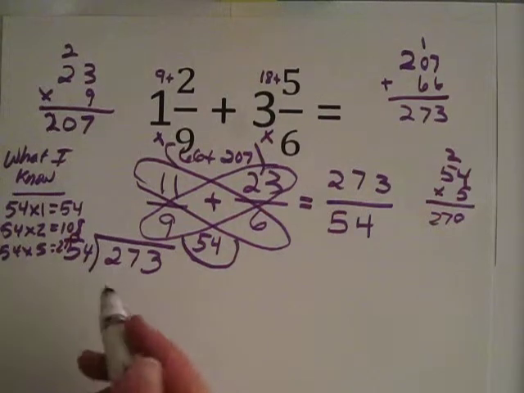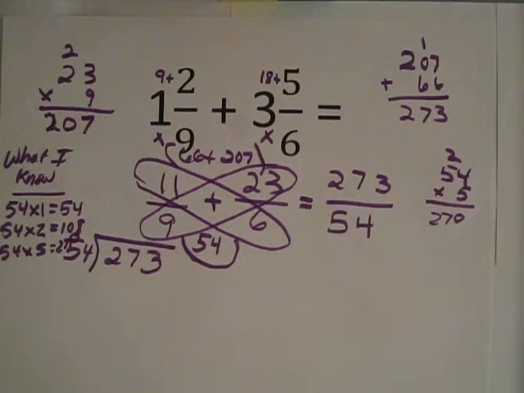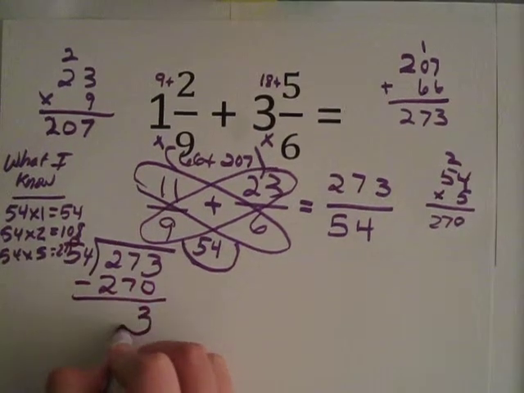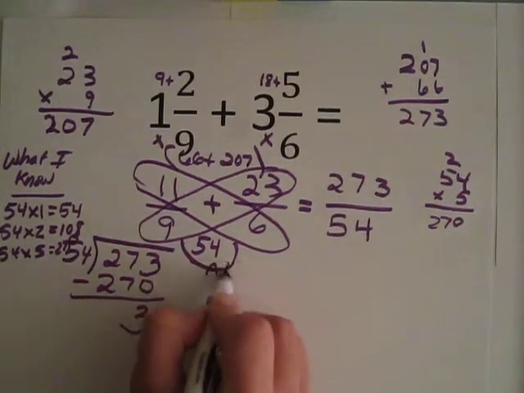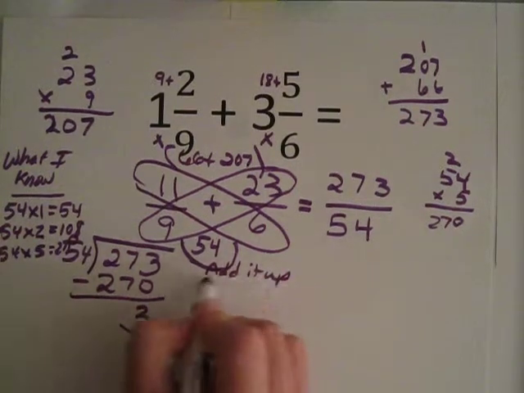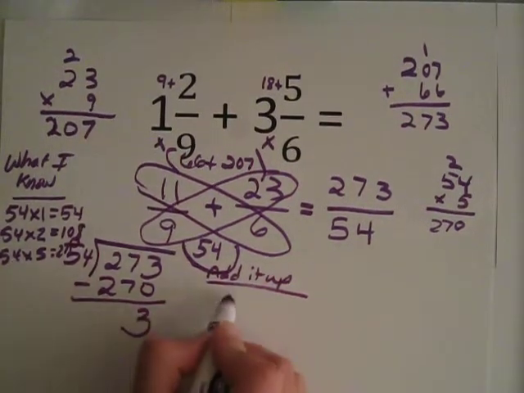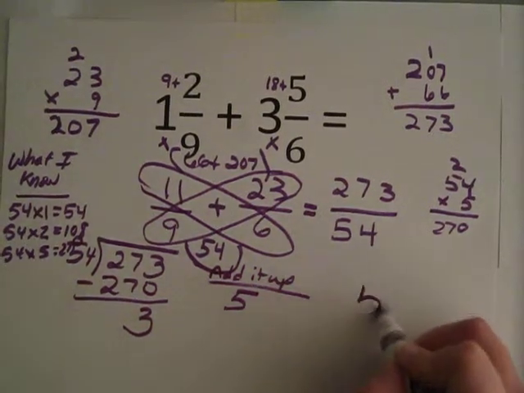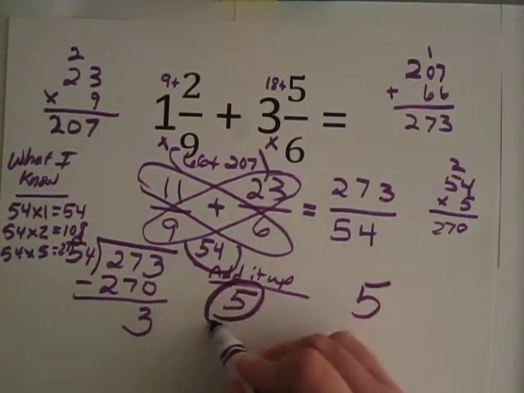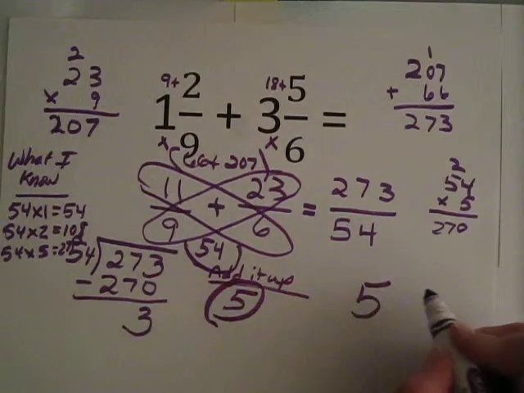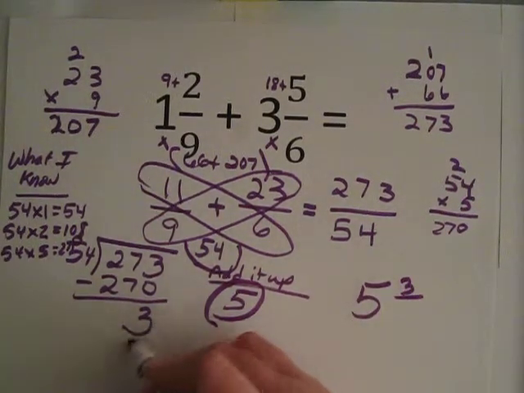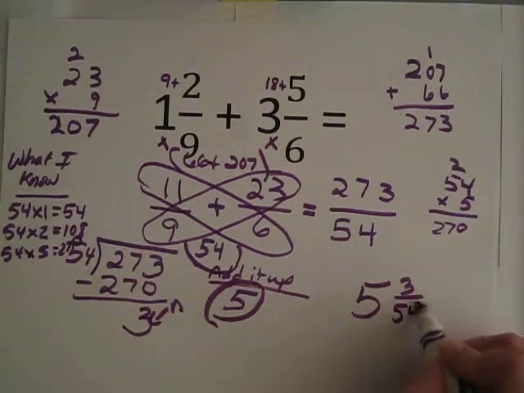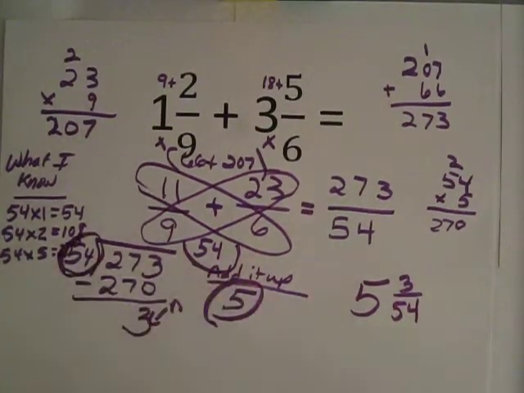So I know that's going to be the closest to this, otherwise I'm going to end up going over. So I'm going to subtract out 270. And I get 3 left over. And so under my added up over here, I'm going to have 270 is 5 times. So my next number is going to be 5, because that's what's under my added up. 3 becomes my numerator. What's left over becomes the numerator. And then the denominator is going to be the 54. It stays the same. Okay.